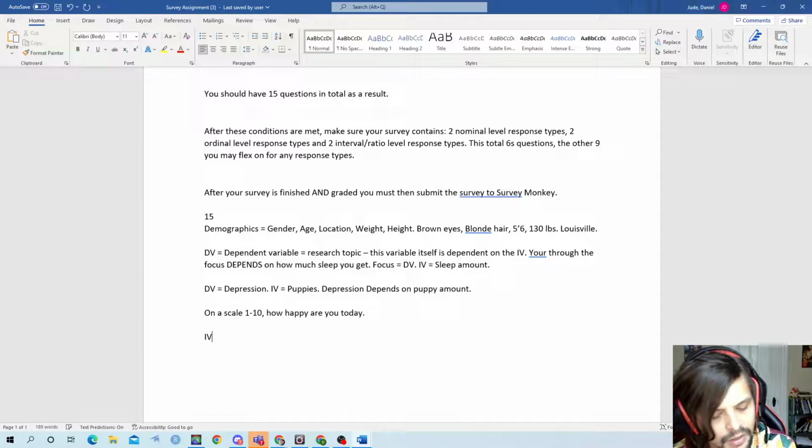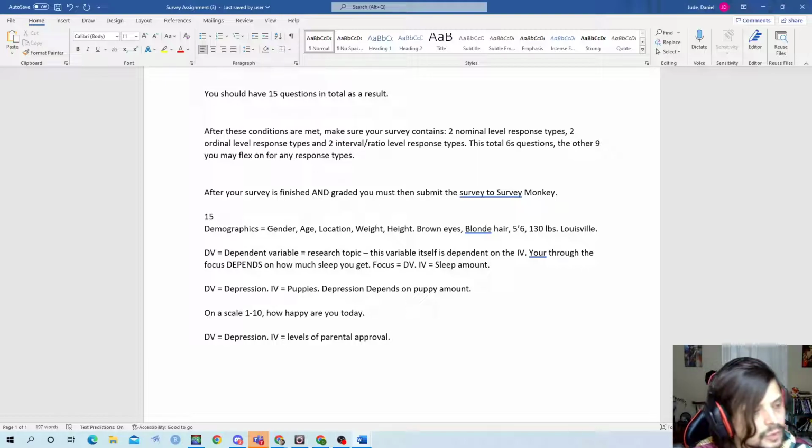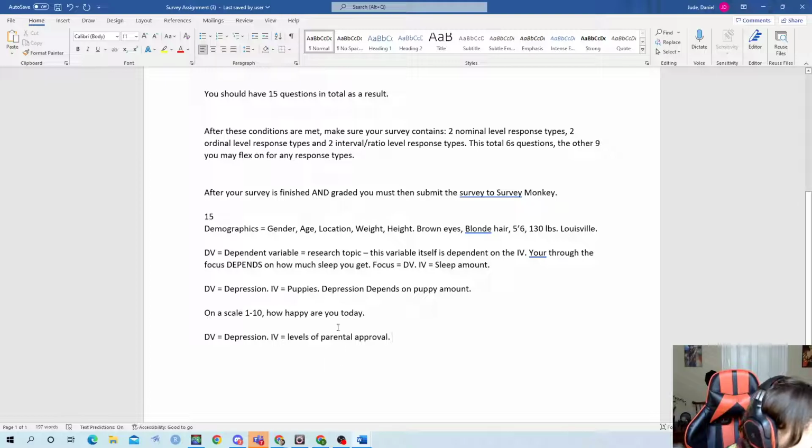What I mean by unique independent variables is, for example, let's go back to depression. Depression is your dependent variable. The DV equals depression. And the independent variable in this case would be levels of parental approval. So, do your parents approve of you as a person, or do you have a good relationship with your parents? One could argue that the higher the levels of parental approval, the less likely you would be to have depression. Now, this is not a true statement. This is just an example.